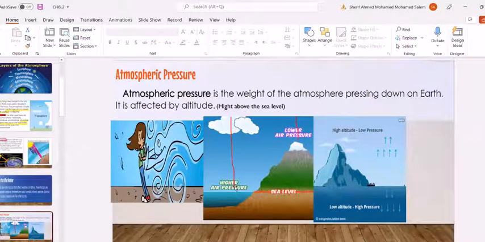Which one will be heavier, here at sea level, at the Earth's surface, or at the top of the mountain? The air will be heavier where? At the top of the mountain? No, here it will be heavier, because you have a lot of air here. Look at the amount of air in this area. It has a big amount of air above it.